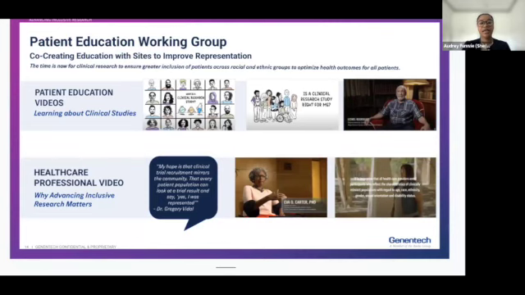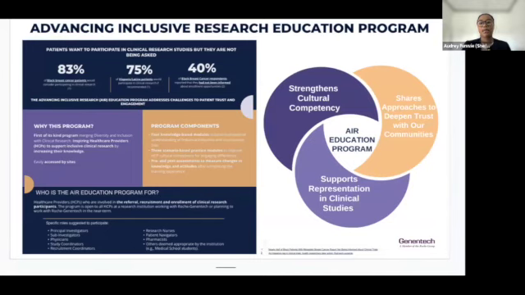Secondly, we've created an HCP training that is called the Advanced Inclusive Research Education Program that strengthens cultural competency, shares approaches to deepen trust in our communities, and supports representation in clinical trials. So this training is an HCP training that goes over implicit bias, on why underrepresentation in clinical trials is important, and then also focuses on historical mistrust, like the Tuskegee syphilis experiment. We go into depth, we ask them questions, we go over scenario-based situations where they can learn more about how they can properly recruit diverse patients.